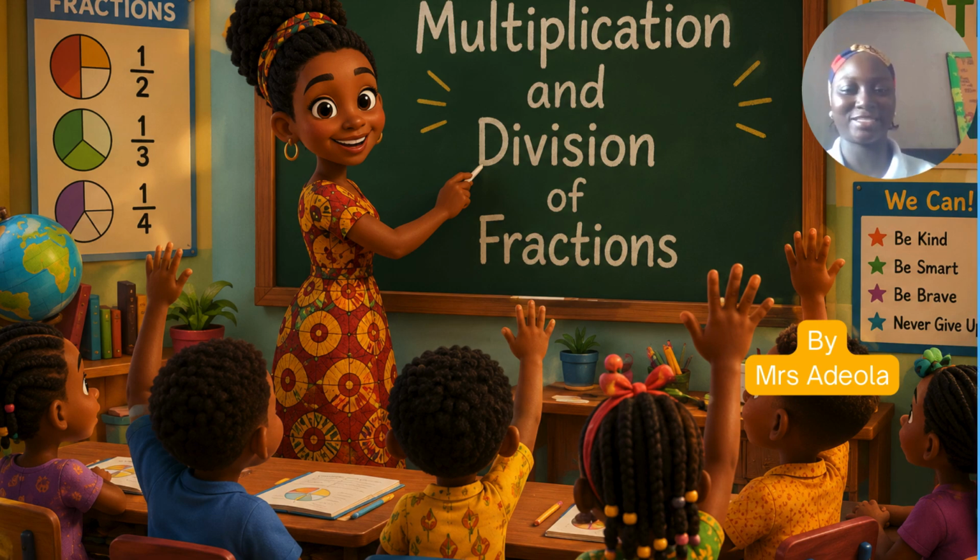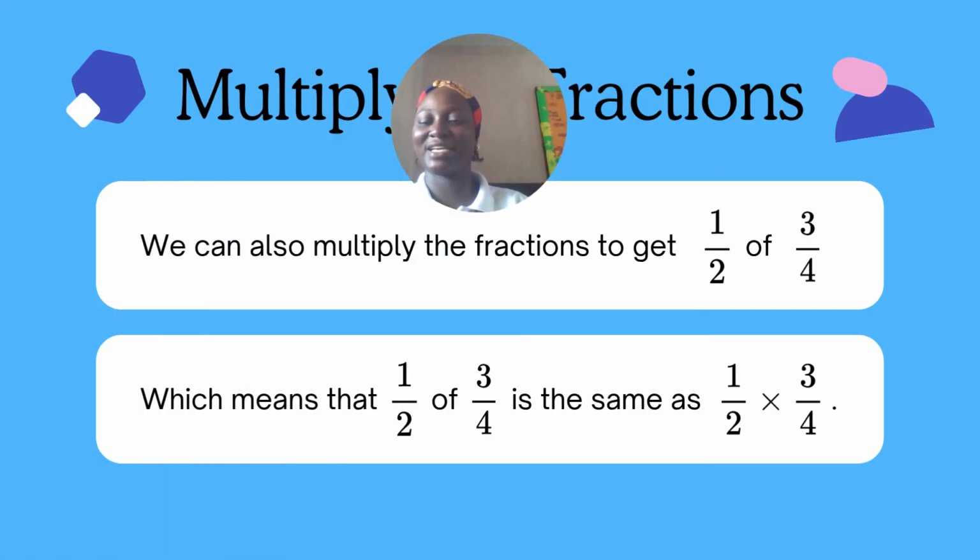So let's get started. What is multiplication of fractions? Multiplication of fractions means finding parts of parts. And here is the rule to follow when you're multiplying fractions. The first one is to multiply the top number, which is the numerator, while the second rule is to multiply the bottom number, which is the denominator. Then after that, you can reduce to the lowest term if possible.